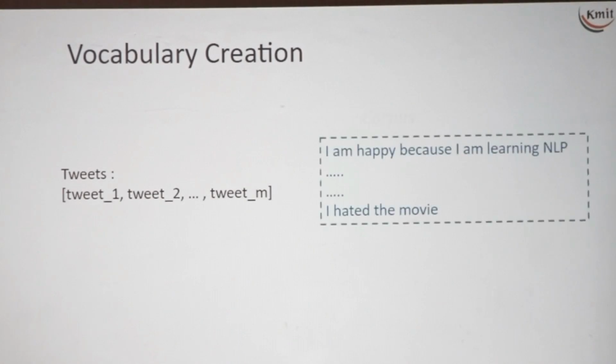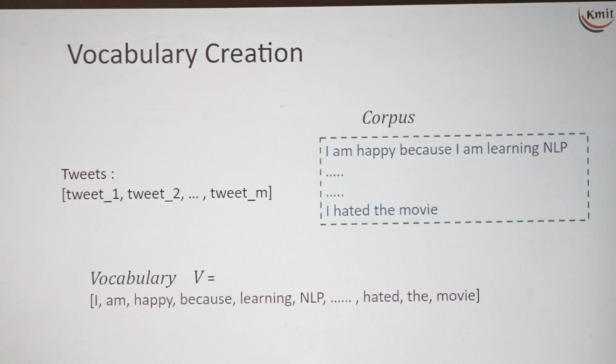Now this is important, listen carefully. Pre-processing or text processing will do the processing and tokenization will create a list. But the main concept is vocabulary creation. I am going to show you with a sample. Look here. This is the number of tweets that you are having: tweet 1, tweet 2 and so on, tweet m.